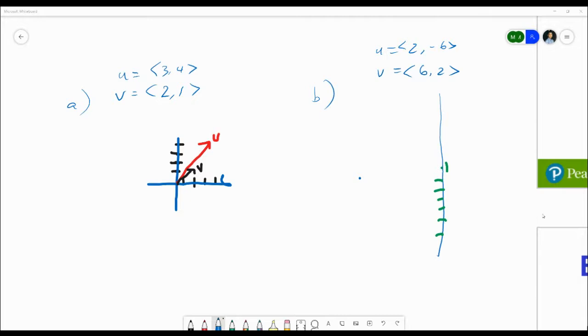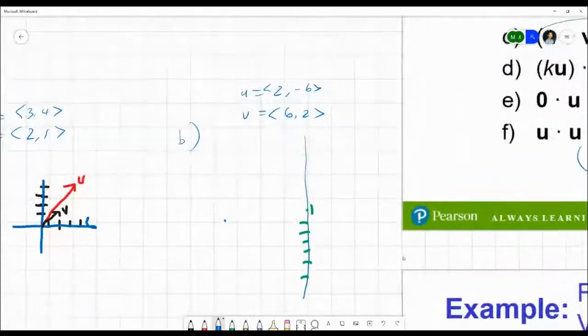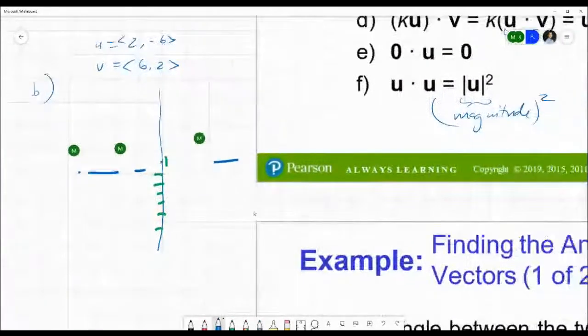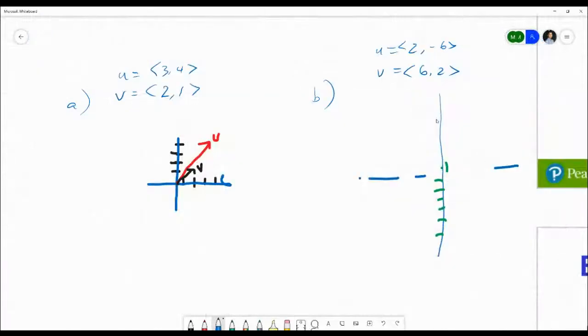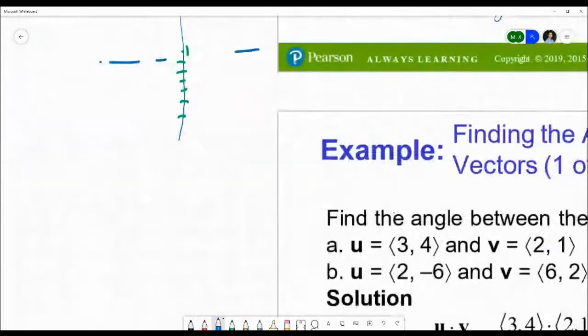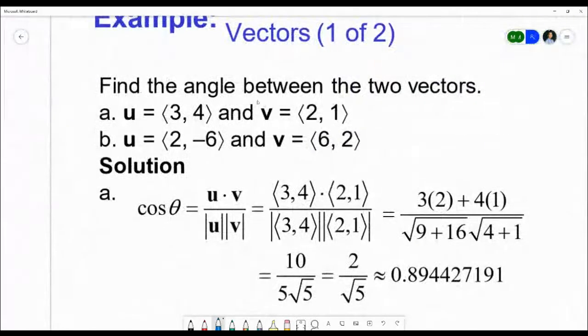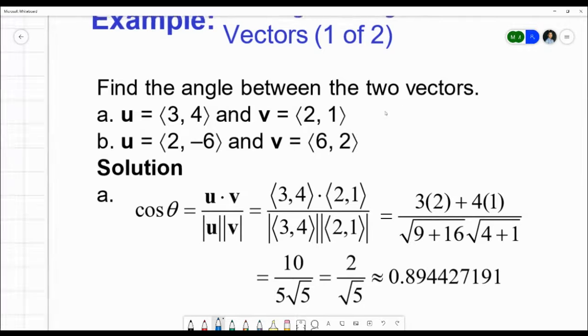Okay. Let me just show you the result. What I wanted to show you is that we want to have an understanding of what is the angle between these two vectors when you create them.